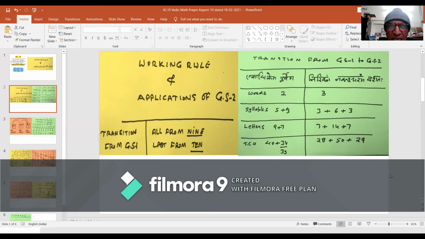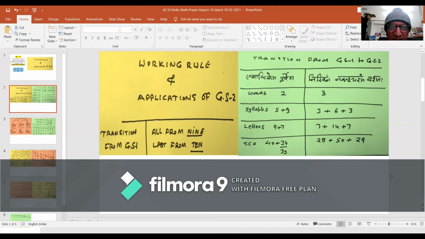Ekadhikain Purvain is a composition of 9 plus 7, 16 letters. Ekadhikain is a composition of 9 letters. Purvain is a composition of 7 letters. Nikhilam is a composition of 7 letters. Navatashcharamam is a composition of 14 letters. And Dashatah is a composition of 7 letters.